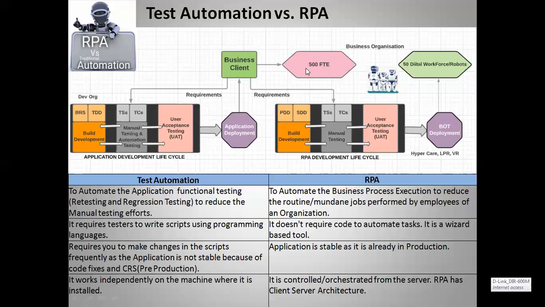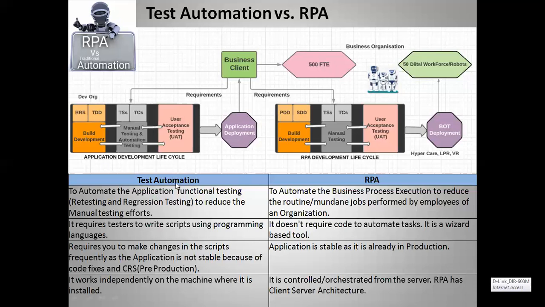In other words, replacing the manual workforce with a digital workforce is called robotic process automation. So the end user, the business organization, can reduce the FTE count. Let's say they can reduce the FTE count by 50 or 100, and use 50 robots in place of the business process execution.